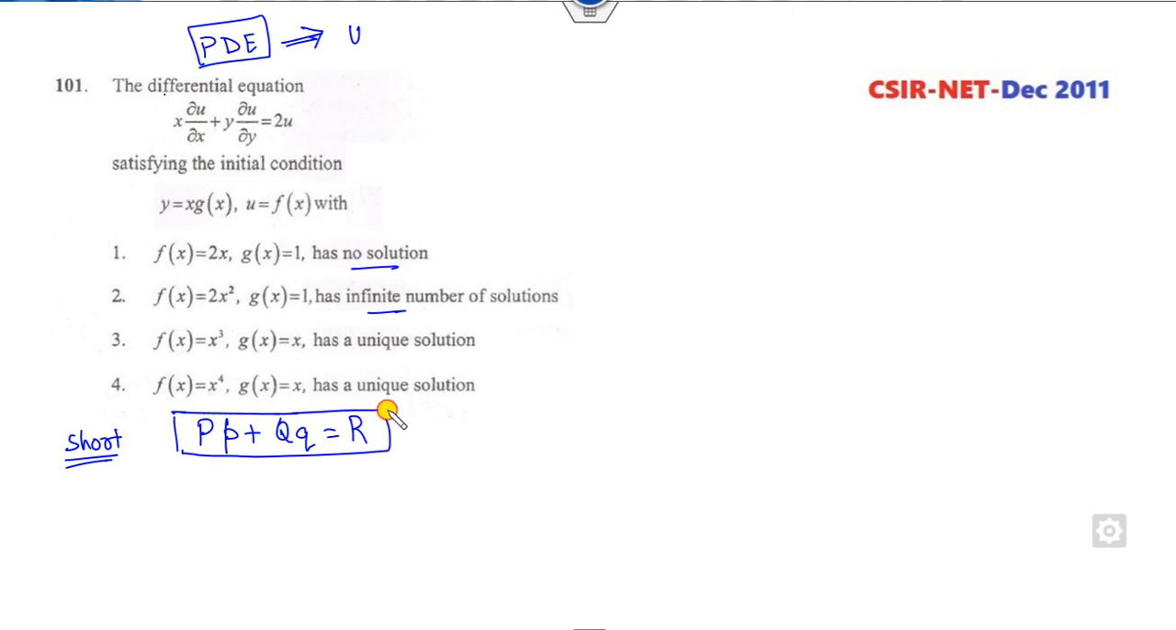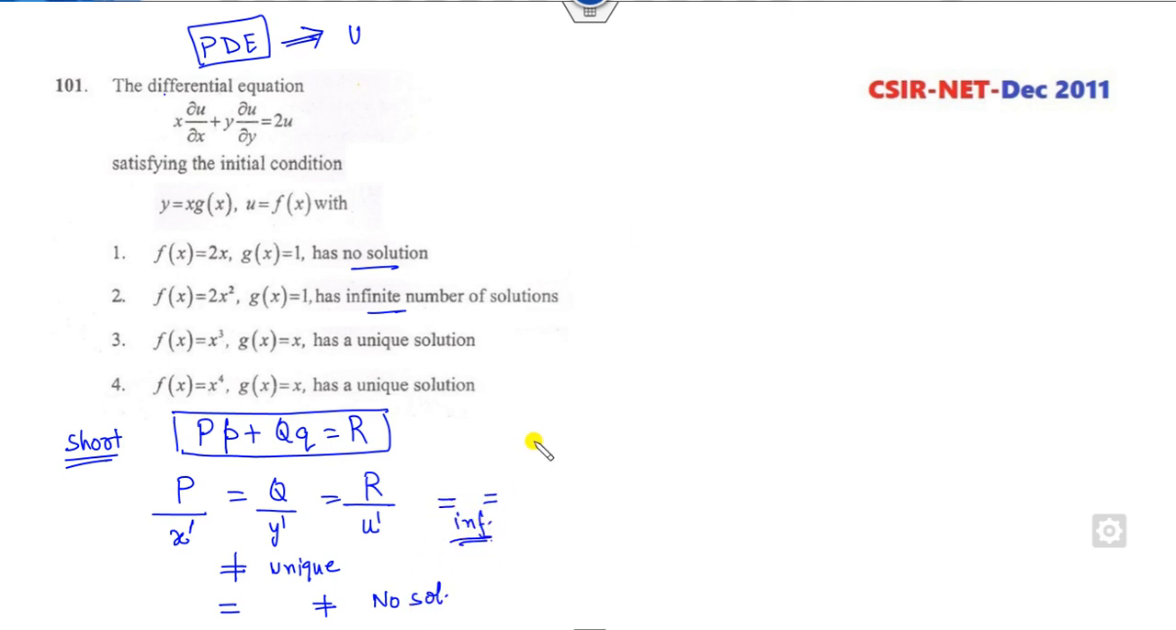Whenever the differential equation is of this form, then you can write the equation like this, divided by x dash, y dash, and it is in terms of u. Whenever they are not equal, we call it a unique solution. Whenever the first two are equal and the last is not equal, we call it no solution. Whenever all are equal, we call it infinitely many solutions.